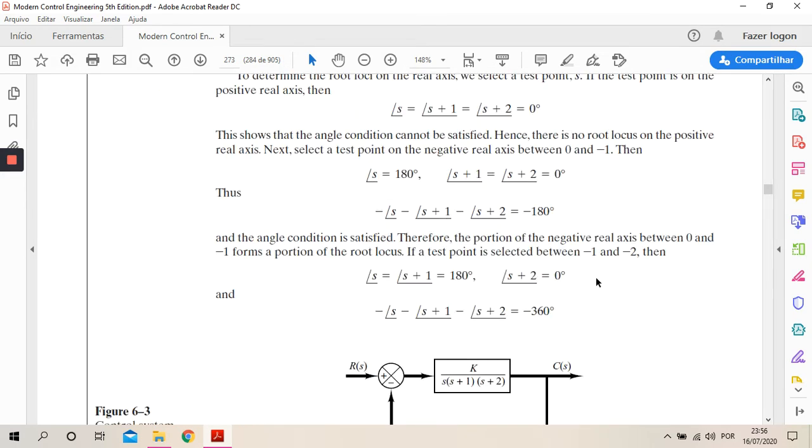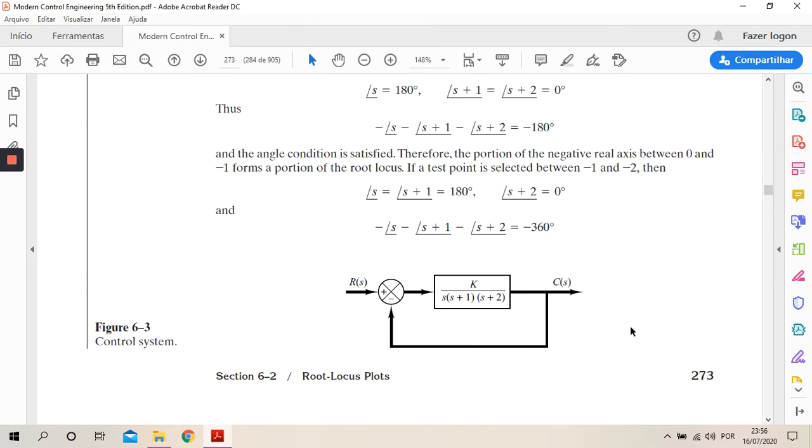Let's return to the image. Yes, in reality, as you can see, k divided by s times (s plus 1) times (s plus 2) is G(s). And as you can see, the output C(s) is being directly fed into the adder, then H(s) is equal to 1. Okay, that's true. The book is telling the truth.